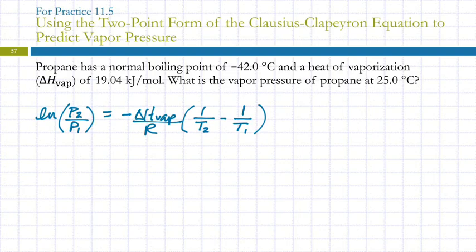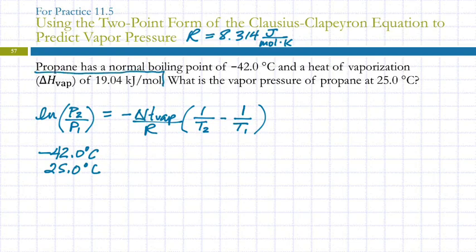R is the ideal gas constant. Let me write it up here. 8.314 joules per mole Kelvin. It's also equal to 0.08206 liter atmospheres per mole Kelvin, but those aren't the units that we need here. Here we're dealing with joules, and so we want this version of it. So what do we have? We have a couple of temperatures. We have minus 42 degrees Celsius, and we have 25 degrees Celsius. We have the heat of vaporization, so that one's fairly straightforward. We want to know the vapor pressure at 25, but they didn't give us another pressure.